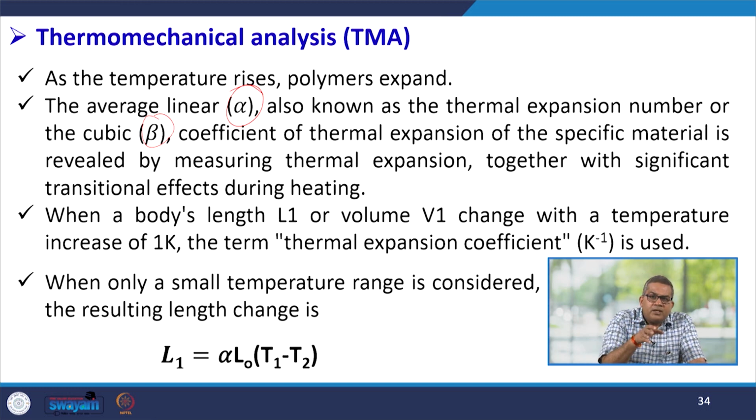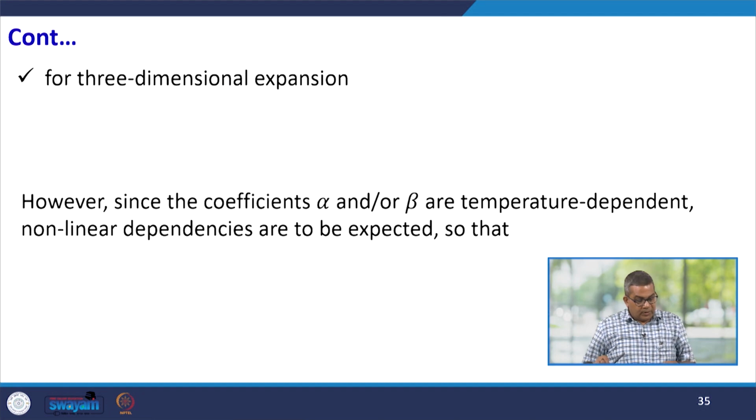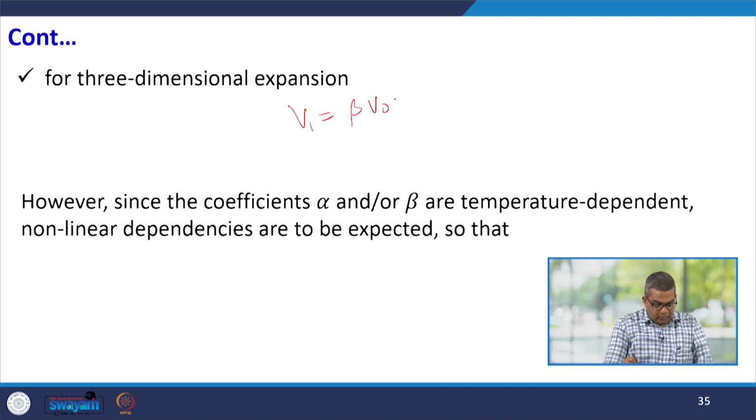When a body's length, say L1, or volume V1 changes with a temperature increase of, say, 1 Kelvin, the term thermal expansion coefficient, in K inverse, is used. When only a small temperature range is considered, the resulting length change can be given by this formula: L1 = alpha L0 (T1 - T0). Now, for three-dimensional expansion, V1 = beta V0 (T1 - T0).